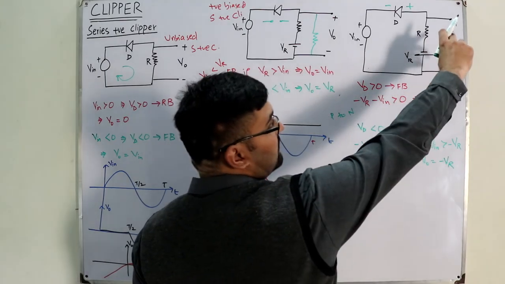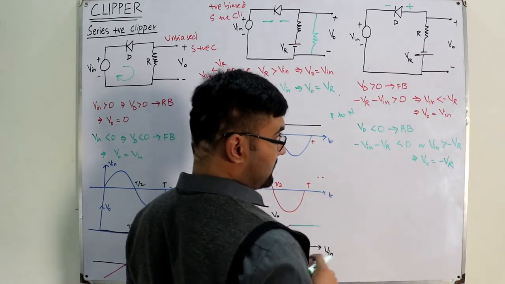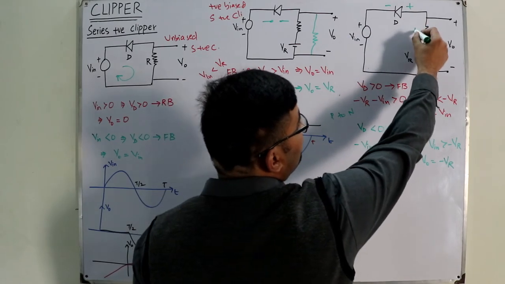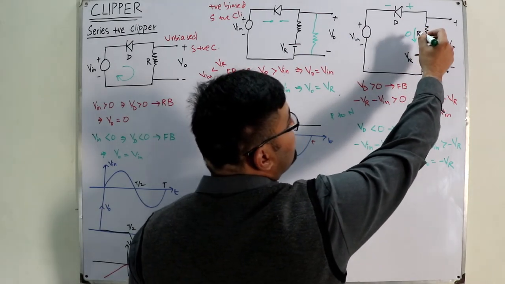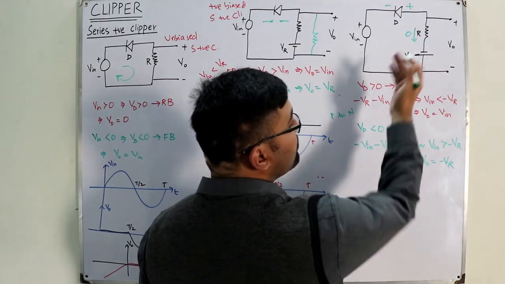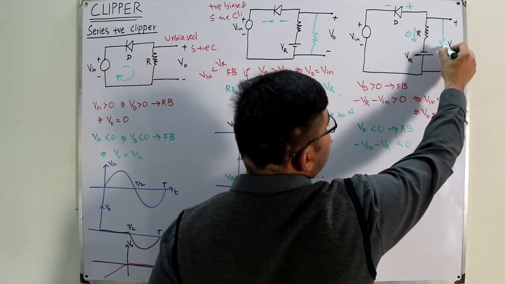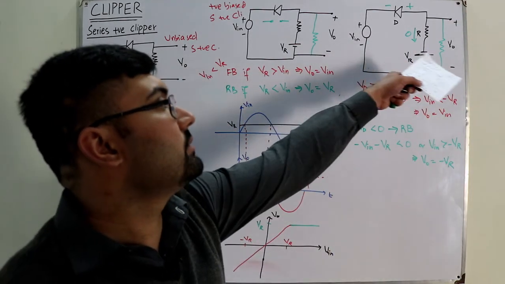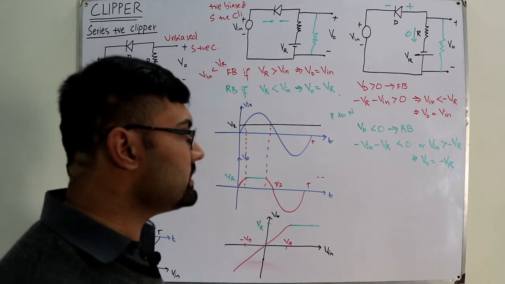Now why minus of VR? Because have a look at the output polarities and the reference polarities. The current is zero, so there is no voltage drop across this resistor, so the overall voltage would appear over here. Or if you don't understand it this way, you could use a load resistor: this is the voltage across the load resistor, and that is in parallel with VR. Basically you understand it.